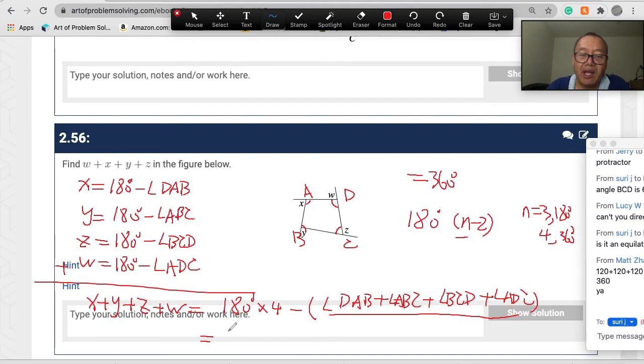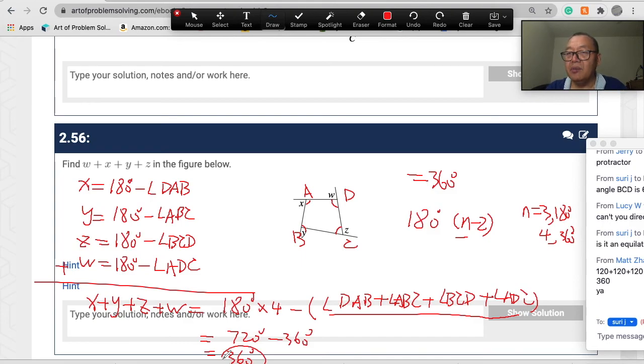Then you get 720 degrees minus 360 degrees, which equals 360 degrees again. This is very interesting. We already proved that for a triangle the sum of the three exterior angles equals 360 degrees, right? The sum of the exterior angles of a quadrilateral also equals 360 degrees.